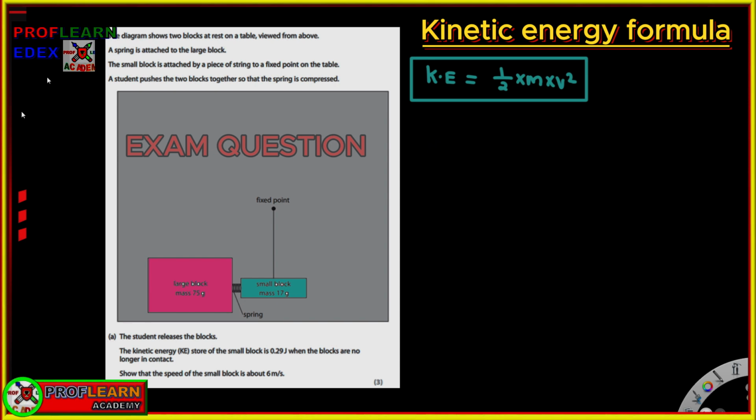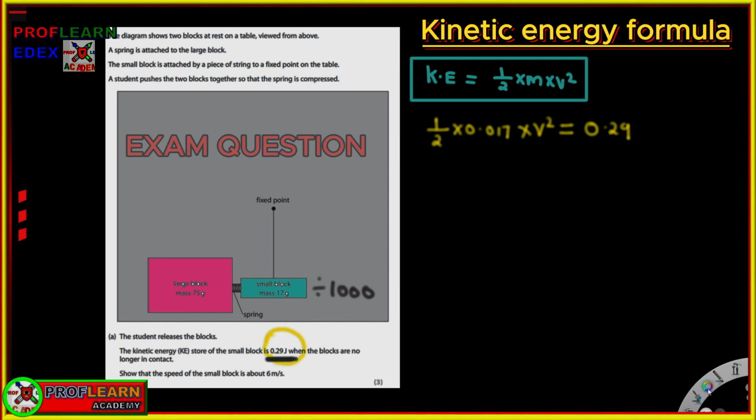If you look at the question that we are provided here, the mass is in grams, so we have to divide it by 1,000 to convert the mass to kilograms. Then we can substitute into the kinetic energy formula with the kinetic energy 0.29. So we can say in this question that a half times the mass 0.017, which is the mass of the small block in kilograms, times the velocity v squared, which we don't know, should be equal to 0.29, the kinetic energy that we were told in this case.